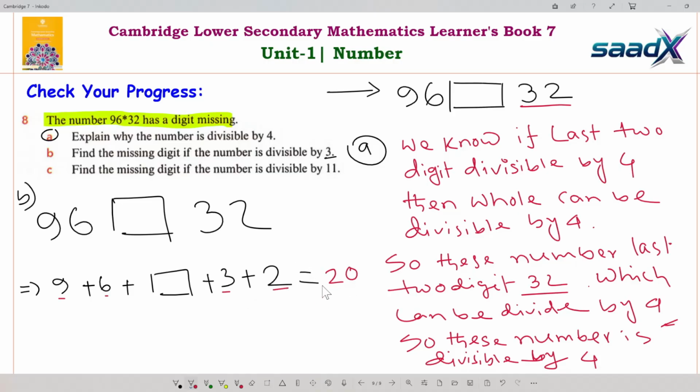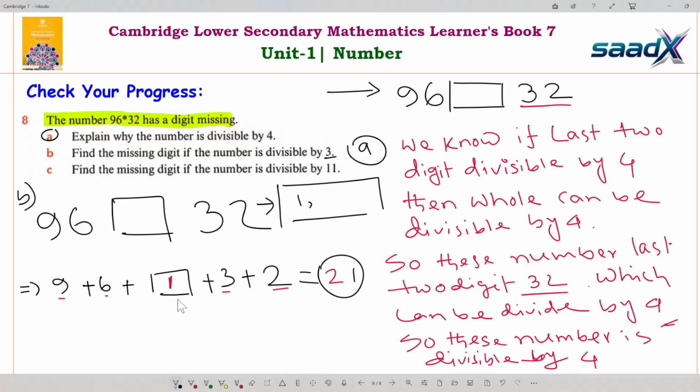So 20 is not divisible by 3. So we can put here 1, right? If we put 1 here, it will be 21. So this 21 can be divisible by 3. So find the missing digit. So we can find first 1. Okay, here is the missing digit.